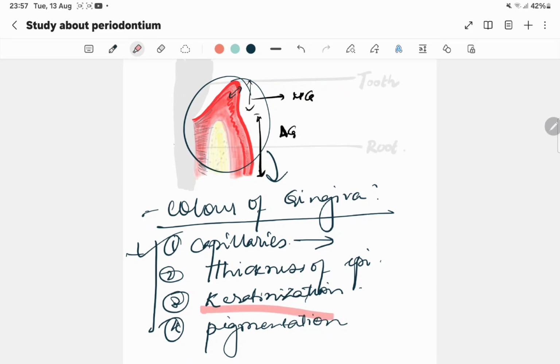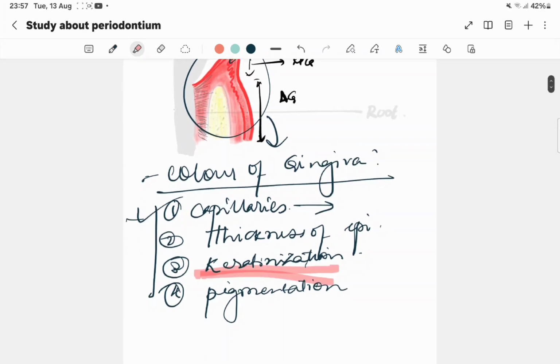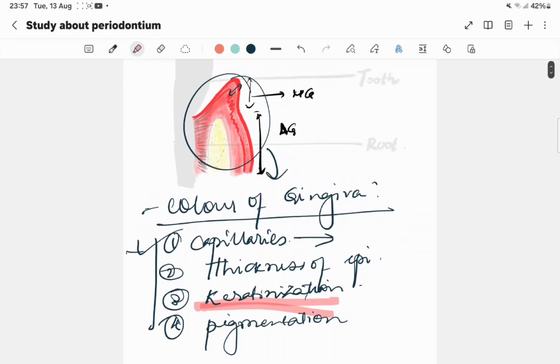Third is keratinization. Yes, keratinization, the more number of cells, the more better the color of the gingiva will be. And last of all is pigmentation. Of course, if there is pigment, then the color of the gingiva will be present. So it depends on all four things.